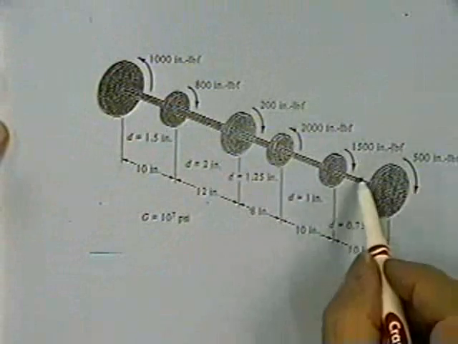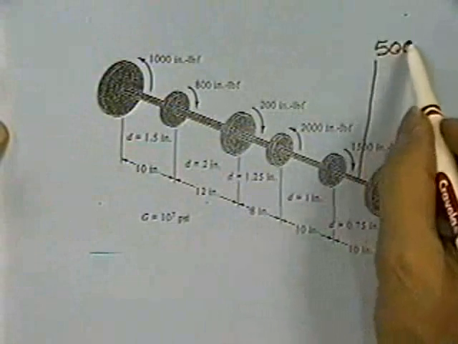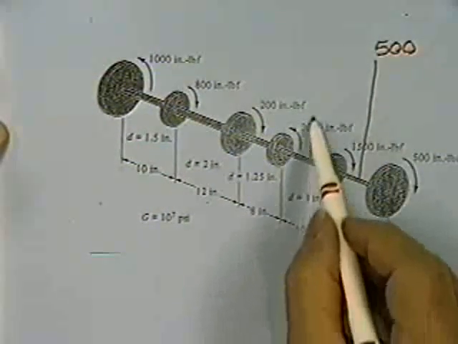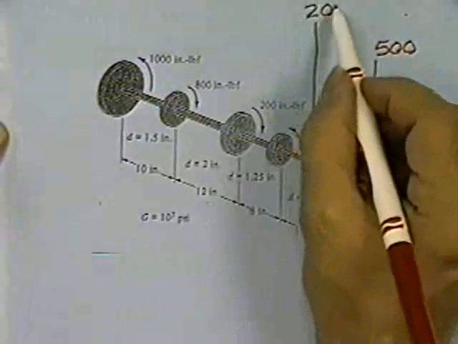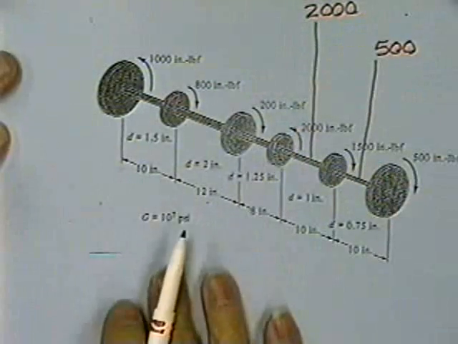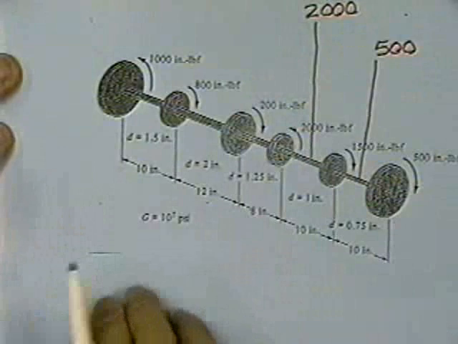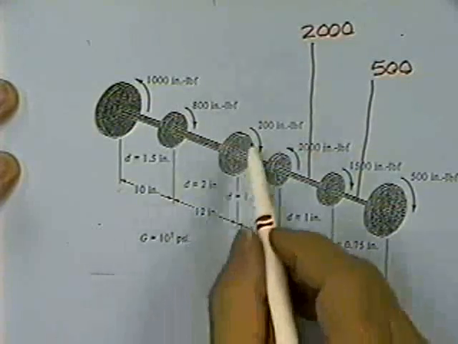Alright. The torque in this section, 500. The torque in this section, 2,000. And you see what I'm doing. All I'm doing is isolating the right end of the shaft and adding up all the out of balance.